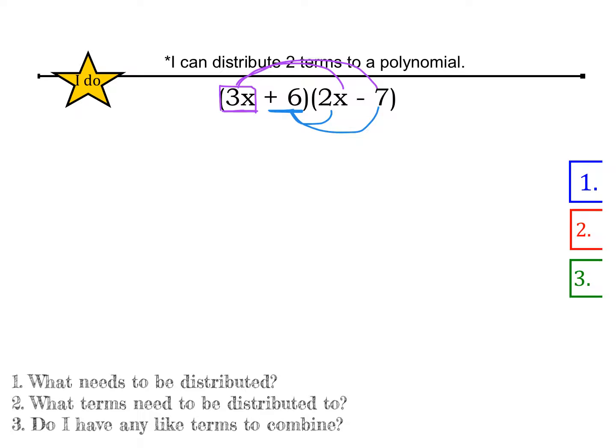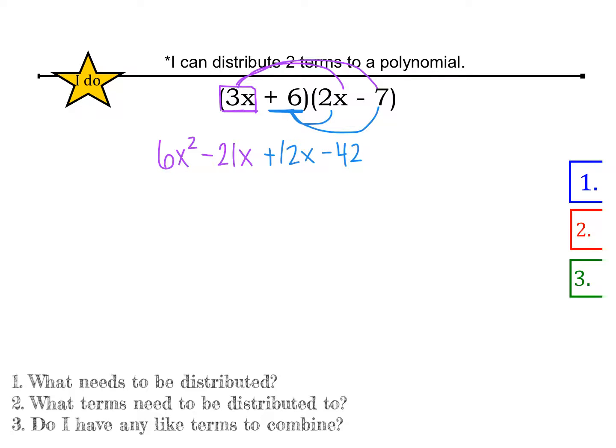So 3x times 2x is 6x squared, because I'm multiplying the bases. The x times x gives me x squared. And then 3x times negative 7 is negative 21x. And then 6 times 2x is 12x. And 6 times negative 7 is negative 42.